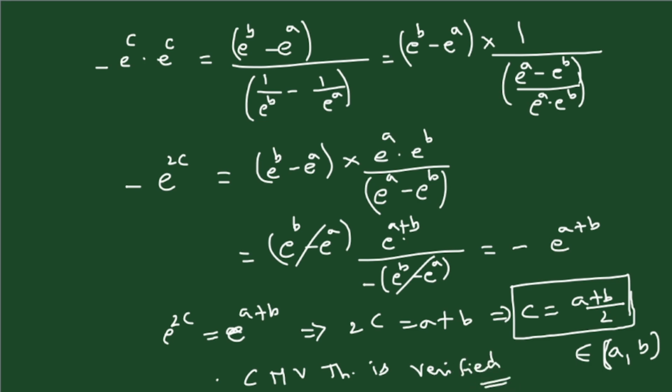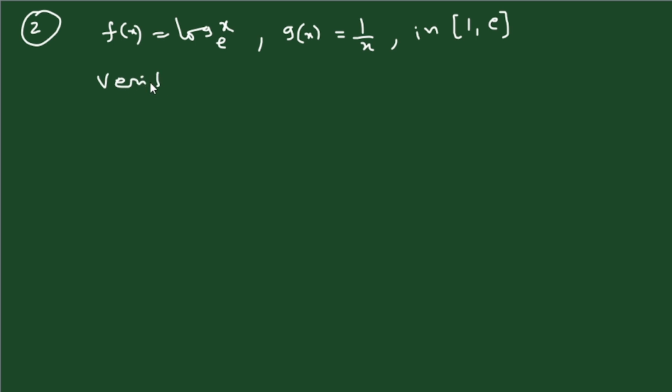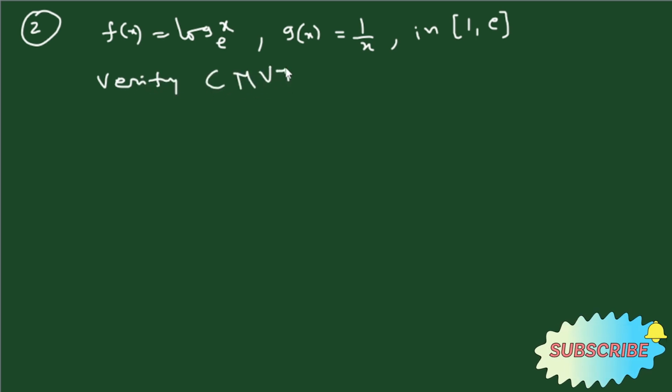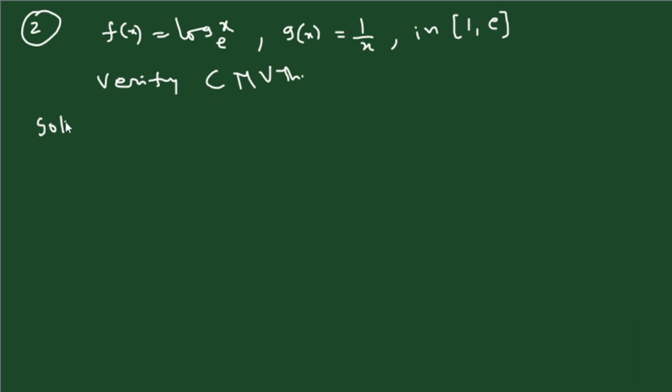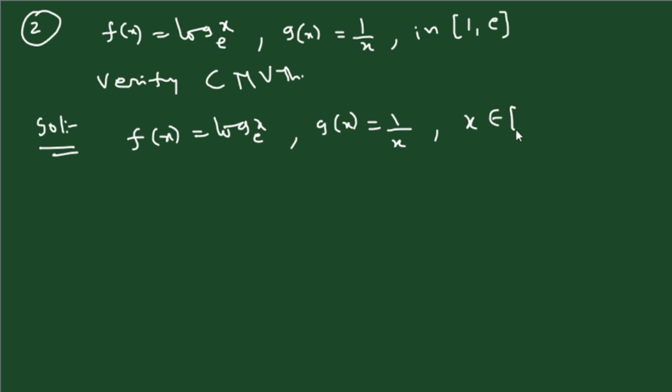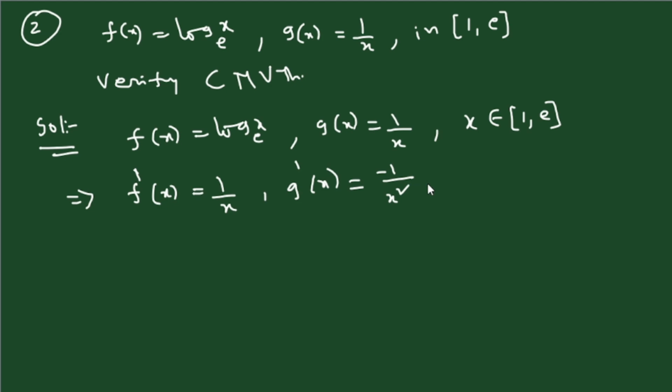Verify Cauchy mean value theorem. Now we are given f(x) equal to log x to the base e and g(x) equal to 1 by x, and x belongs to the closed interval 1 comma e. Now what is f dash x? The derivative f dash x is 1 by x, and g dash x is minus 1 by x square. Derivative of 1 by x is minus 1 by x square, and x belonging to 1 comma e.